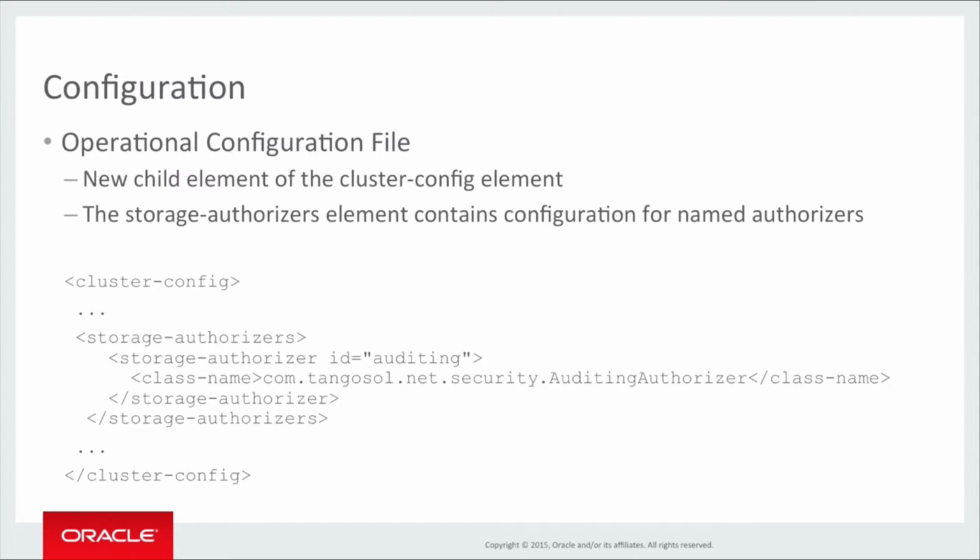The storage authorizer element works the same way as many similar elements in the configuration, such as serializers, etc. You provide a class name or a class factory name and method name and any init parameters required. Each storage authorizer element has a unique ID attribute. This ID is then used in the cache configuration file to specify which storage authorizer is used by which cache.